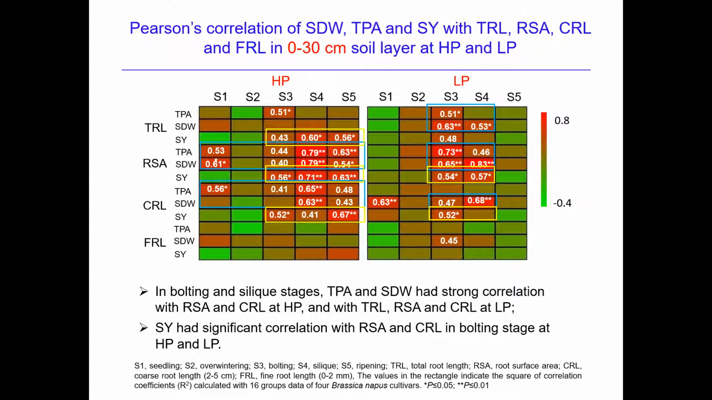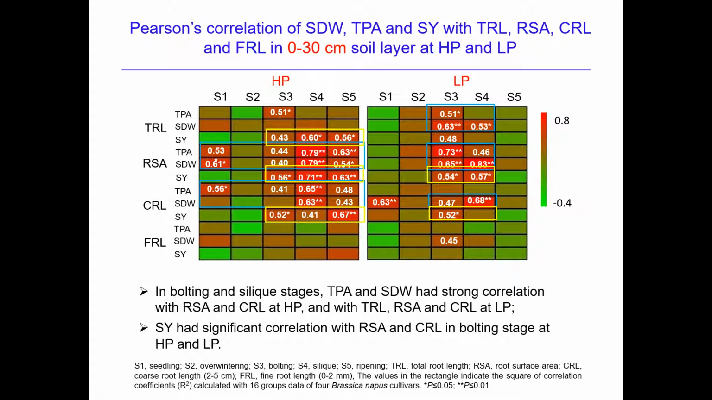As for the root physiological traits, such as the acid phosphatase activity, rhizosphere pH, and the organic acid content, we found no correlation in the different growth stages under the P supplies. So we use 8 root traits, including 4 root morphological traits and 4 physiological traits, to conduct the principal component analysis.